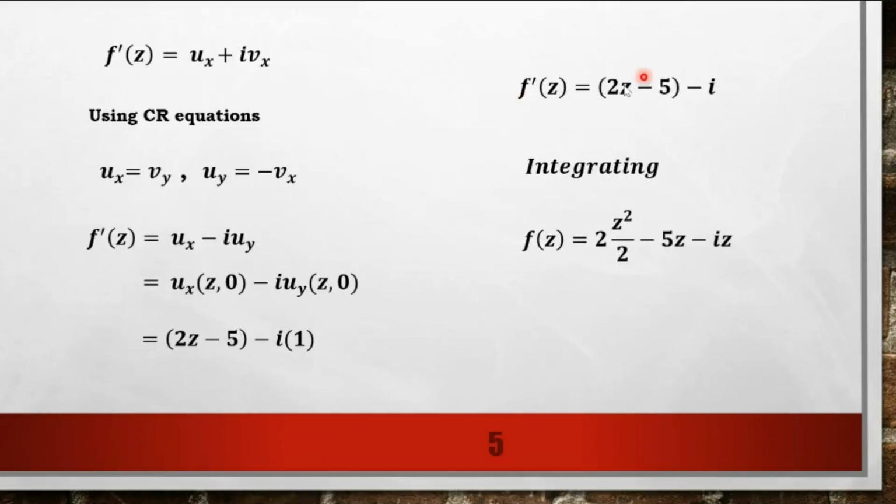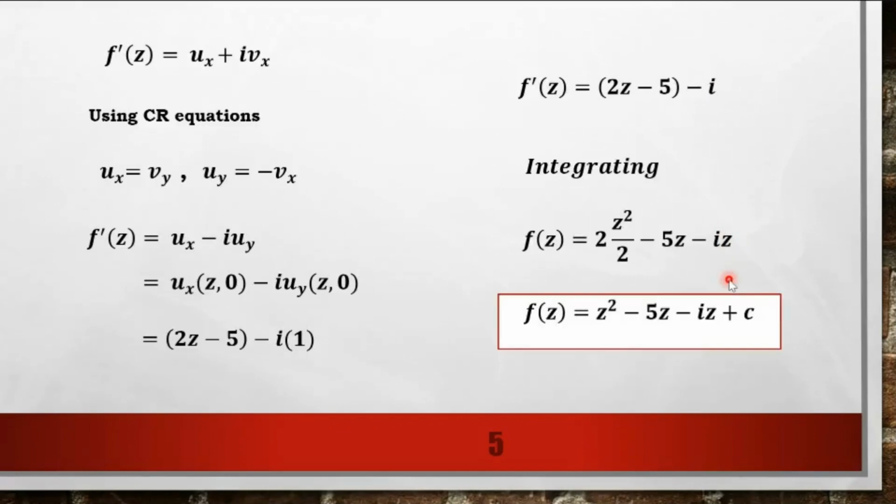तो z का integration z square by 2, 5 का integration 5z, i is also a constant, so integration will become iz. So I will write f of z is equal to z square by 2 minus 5z minus iz plus c, where c is the constant of integration or integration constant. ठीक है? Clear this part?